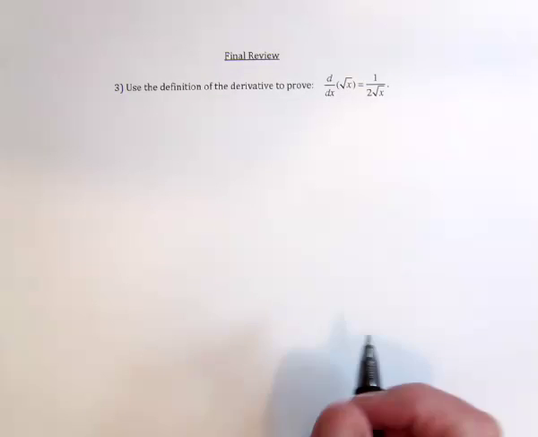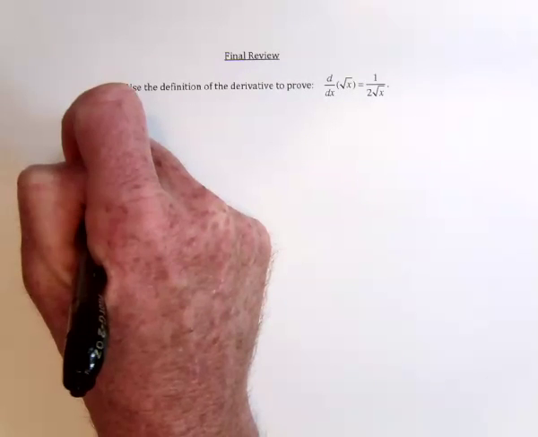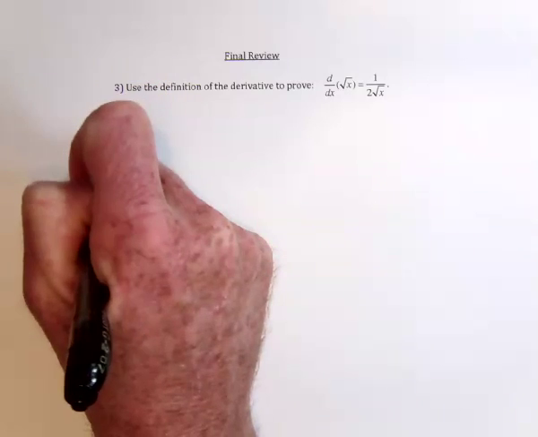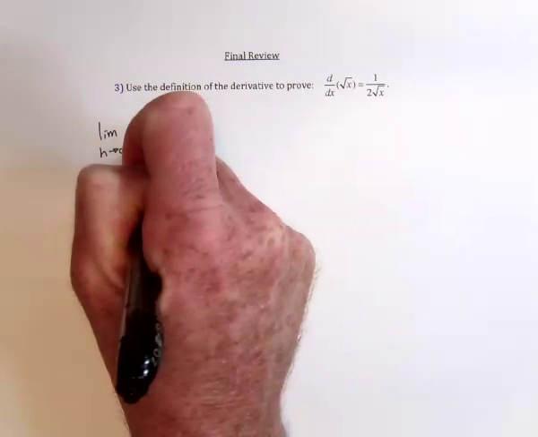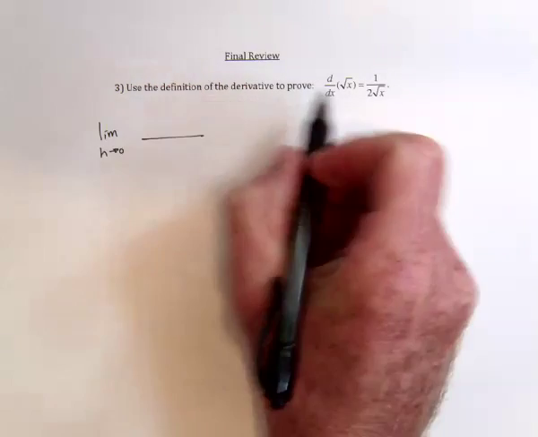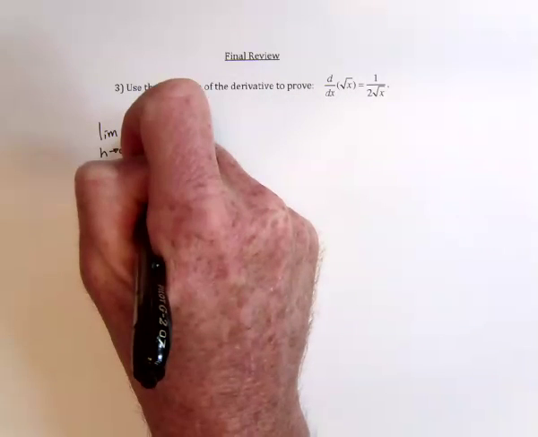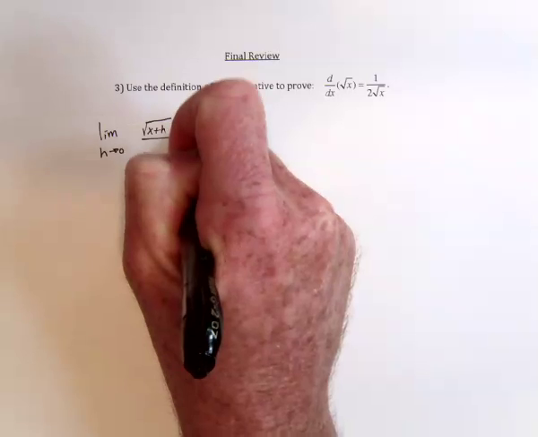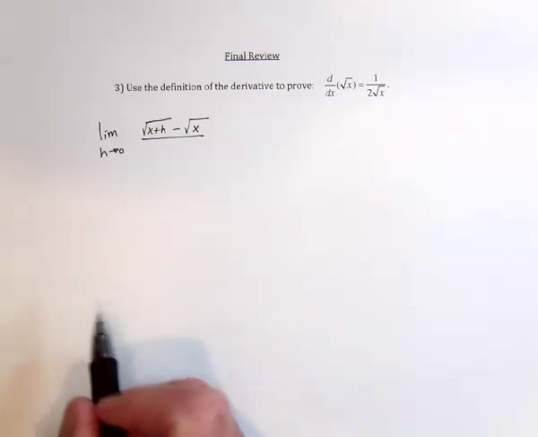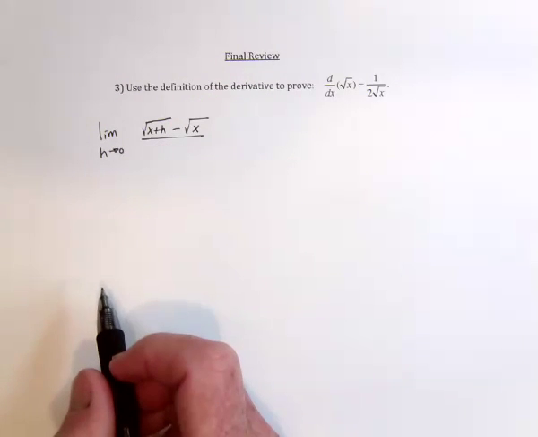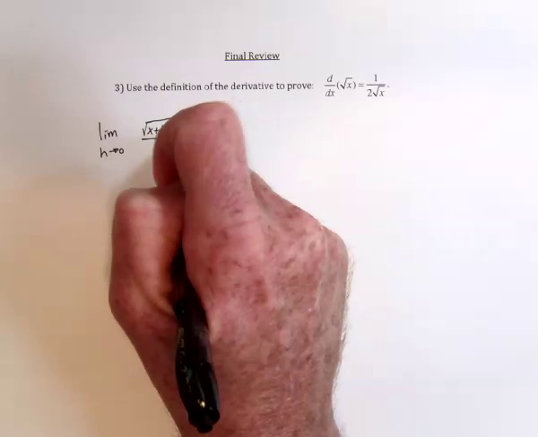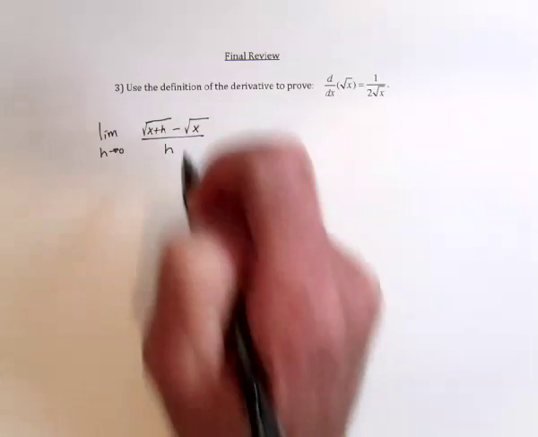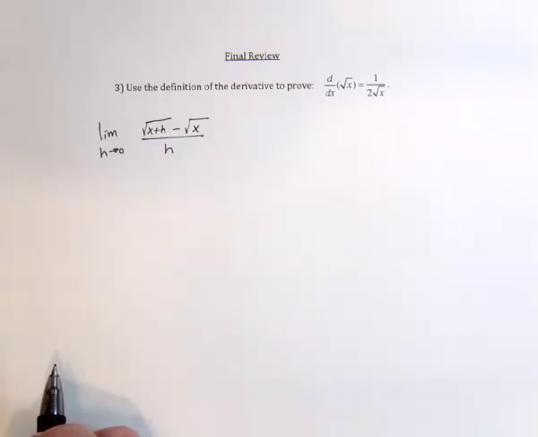Well, we haven't done one of these for quite a while. So I'll use the definition that has h approaching 0, and then for the function square root of x, substitute x plus h, and then just the function with x in it. So this is basically rise over run. Alright, now we need to do some algebra.